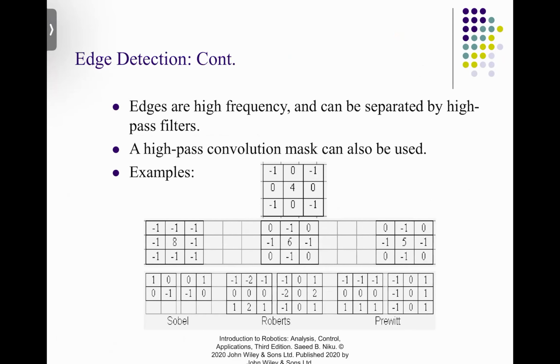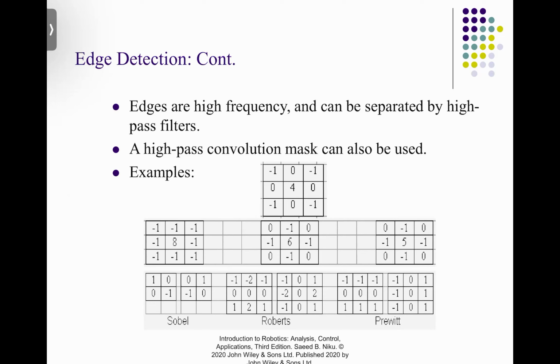So again, this is a very simple example of convolution, and there are different techniques. There is Sobel, Roberts, and Prewitt, different types of algorithms that are used for edge detection. Those 3x3 masks are derived from using the gradient.